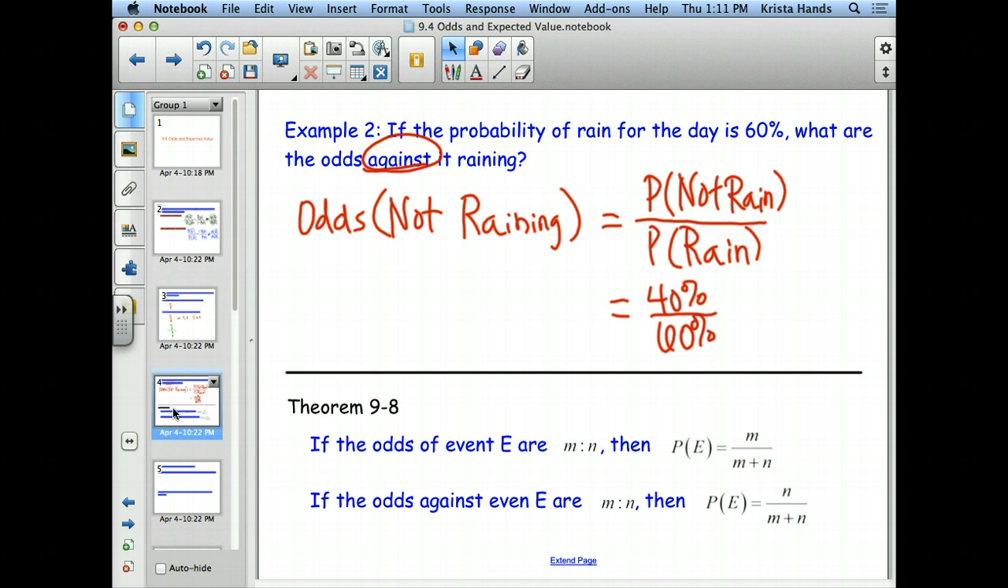Now, in a very real way, those percents cancel each other out. And this reduces too, doesn't it? What will it reduce to? 2/3. So there is a 2 to 3 odds for it to be not raining today. It's not a probability, it's not a 2/3 probability. It's a 2 to 3 odds.